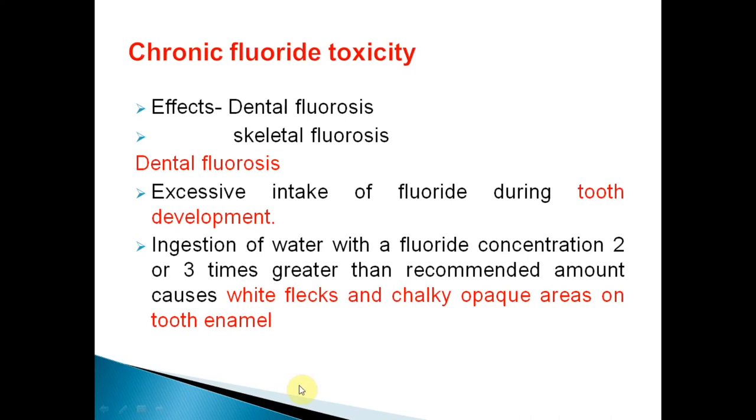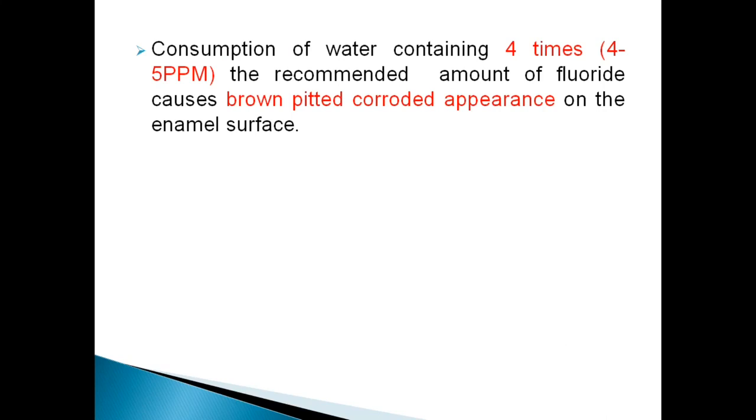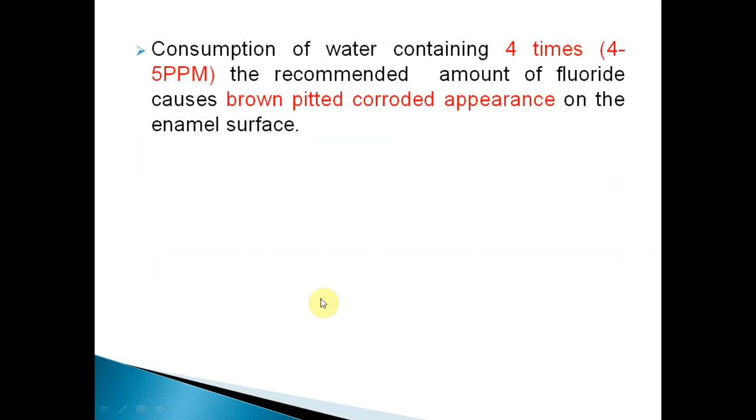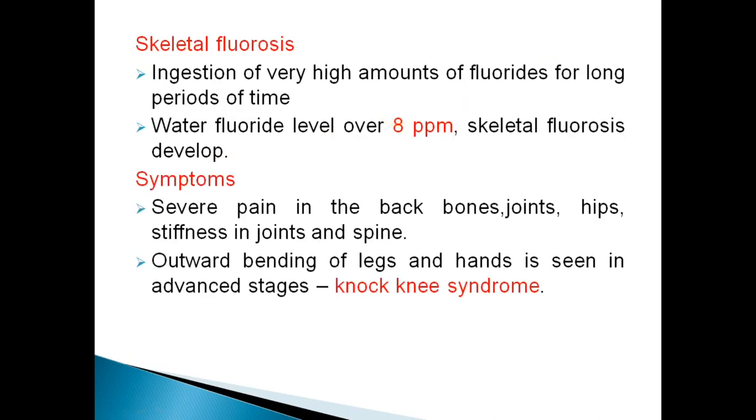Most commonly, fluorosis appears as white flecks and chalky opaque areas on the enamel. The appearance changes as the level goes higher and higher. At 2 or 3 ppm, that is 2 or 3 times greater, it will be white flecks or chalky opaque areas. If it goes higher, to 4 to 5 ppm, it becomes a brown, pitted, corroded appearance, which is a severe form of fluorosis. That is about dental fluorosis, in the range of 1 to 5 ppm.